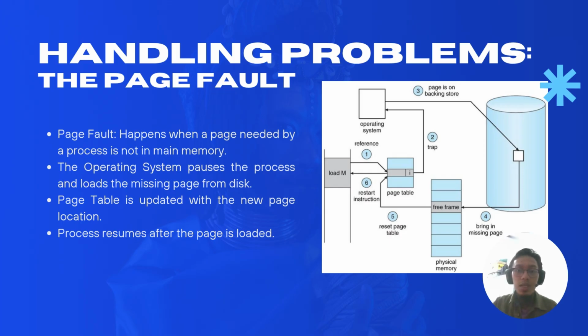Now that we've seen how paging works, let's talk about one of the main problems that can happen, the page fault. A page fault occurs when a program tries to access a page that is not currently loaded into the main memory. This means the system needs to pause the program, fetch the required page from the disk, and load it into the RAM. Once the page is loaded, the page table is updated, and the process can resume execution. On the right, you can see a simple flowchart showing this process, from detecting the page fault to resuming the program. This mechanism allows paging to work flexibly, but as we'll see in the next slide, it comes with a performance cost.